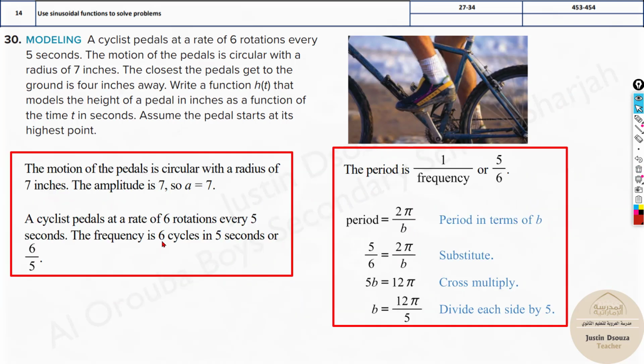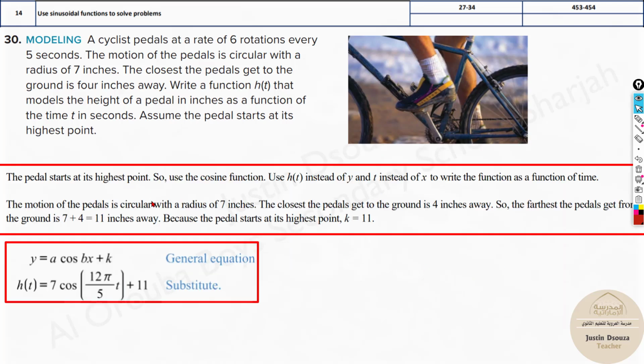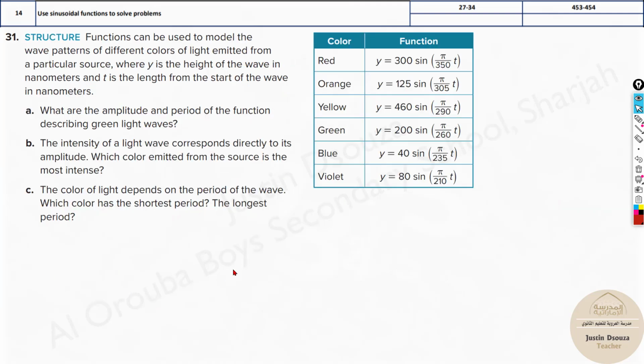Now there are different ways to do it. Over here they have done the same thing. Found the period, then you can find the b value, find the middle k value, amplitude, substitute.